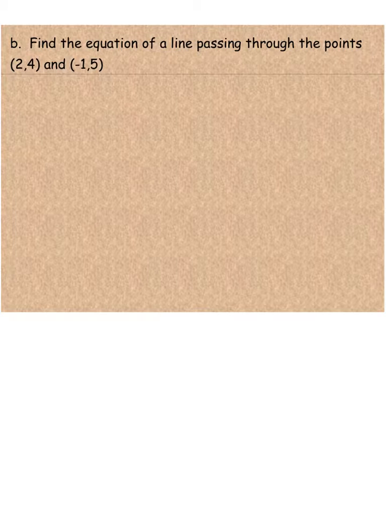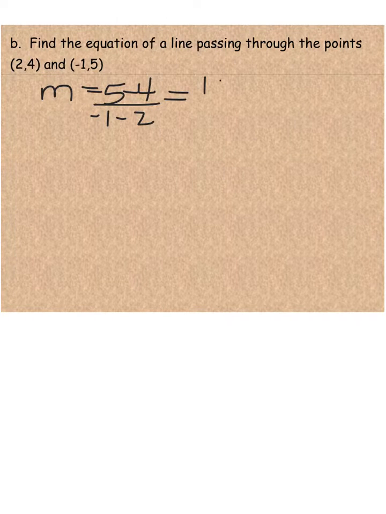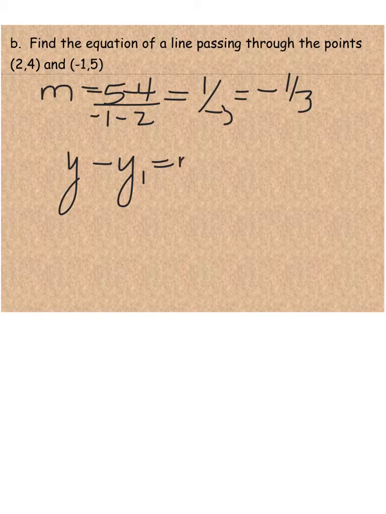Here we want to find the equation of a line passing through the points (2, 4) and (-1, 5). So this is similar to our last example. However, the slope is not given. So we'll need to find the slope using the slope formula. So we'll calculate the slope here, which will be -1/3.